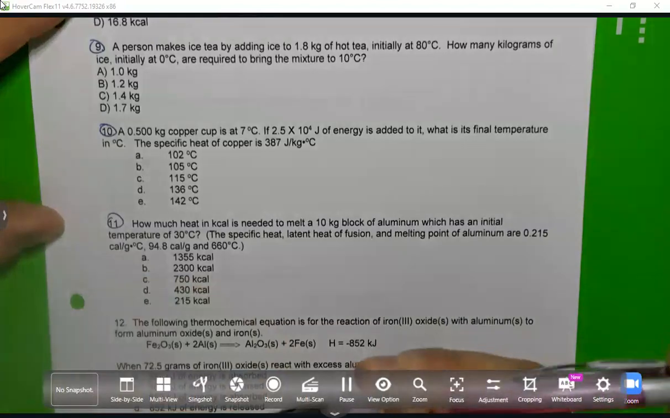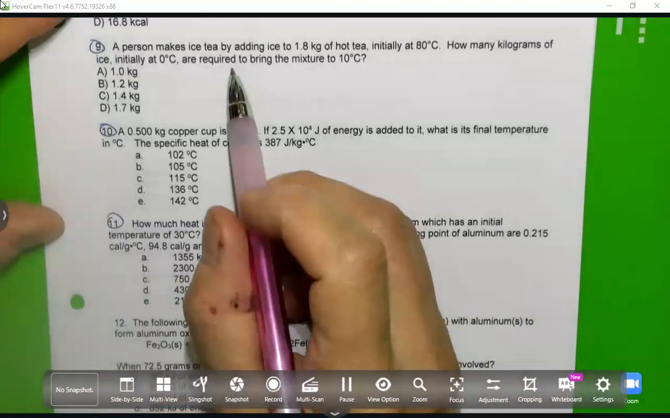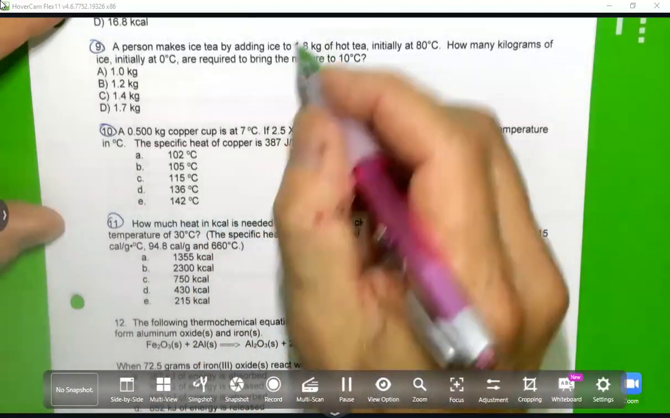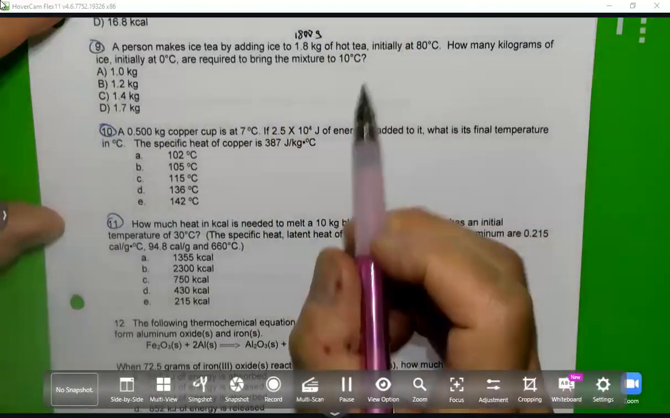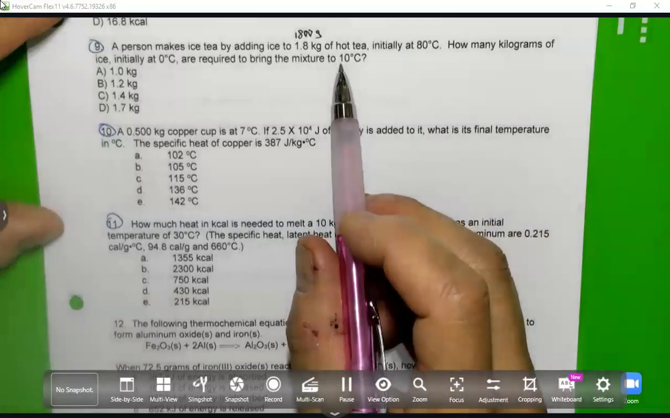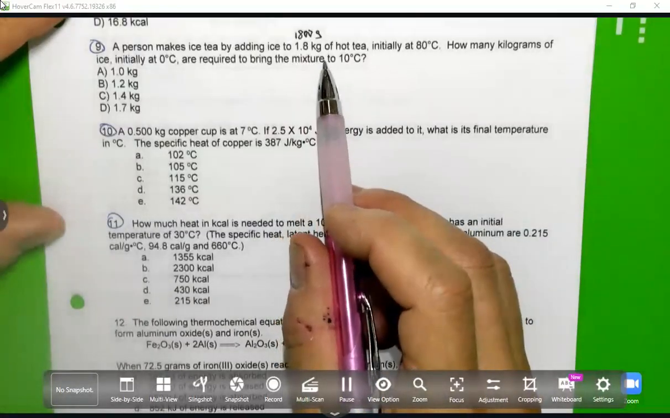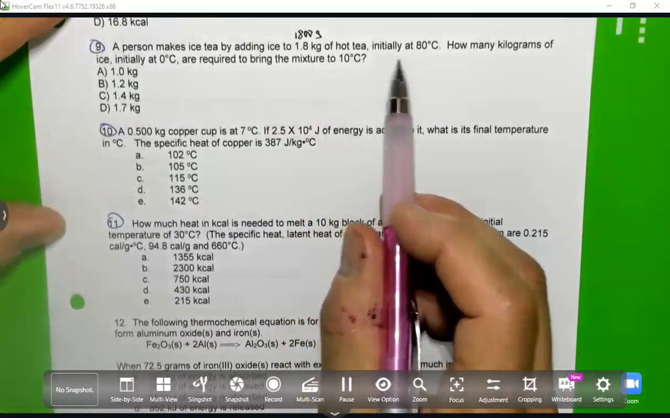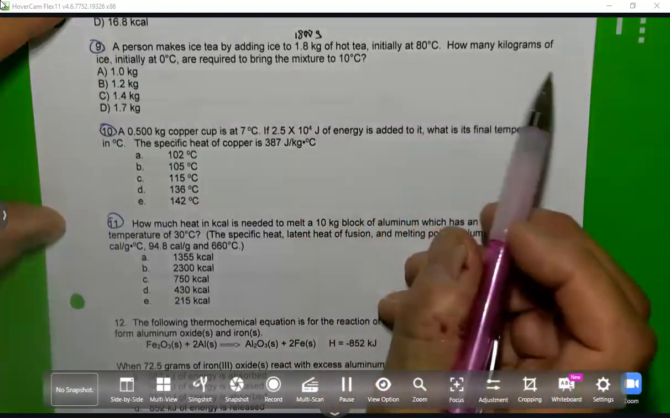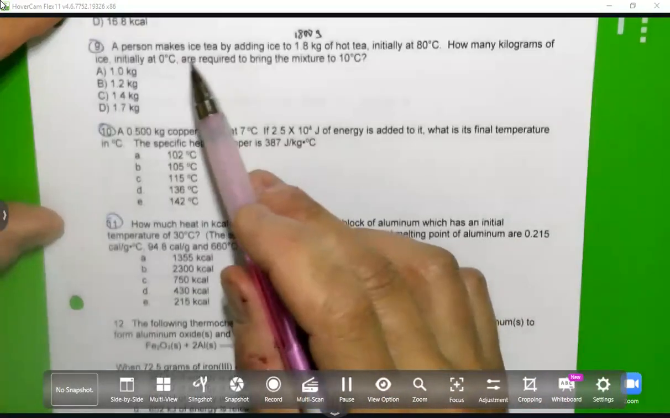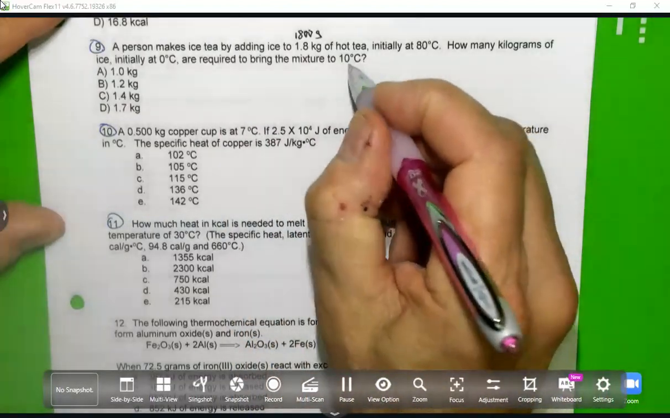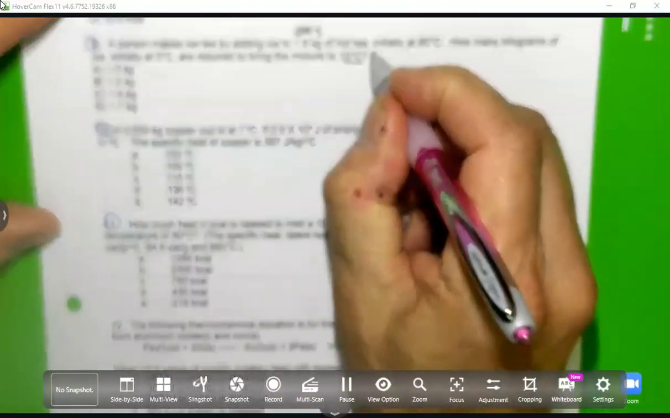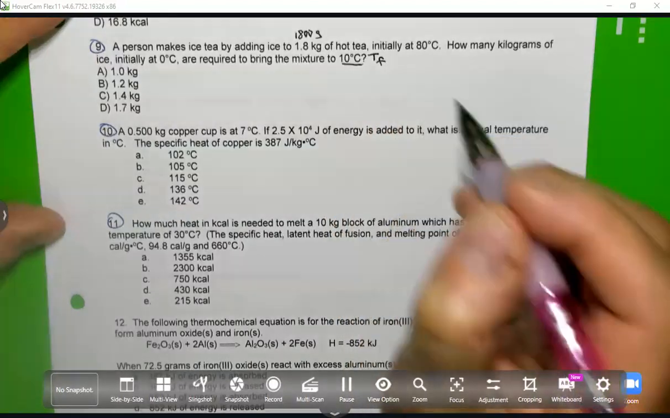We got number 9 here. A person makes iced tea by adding, this should be 1,800 grams, by adding ice to 1,800 grams of hot tea initially at 80 degrees. How many kilograms of ice initially at 0 are required to bring the mixture to 10? Well, this, of course, is going to be our final temperature.